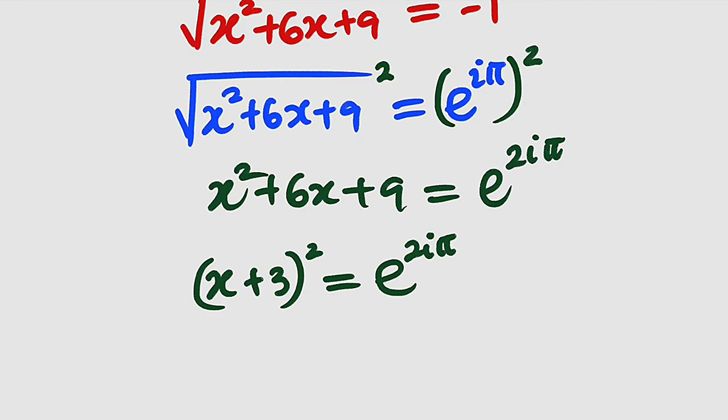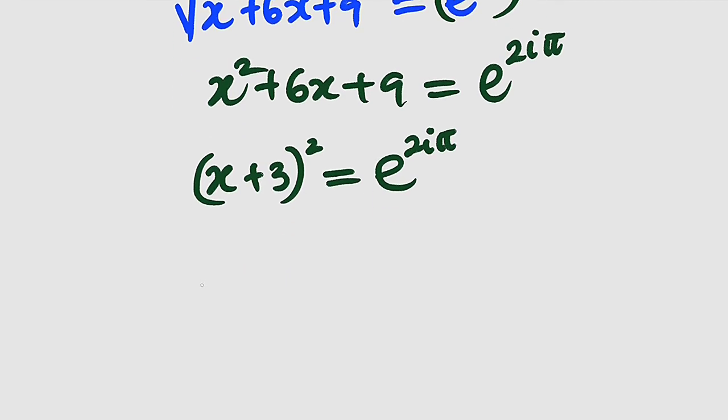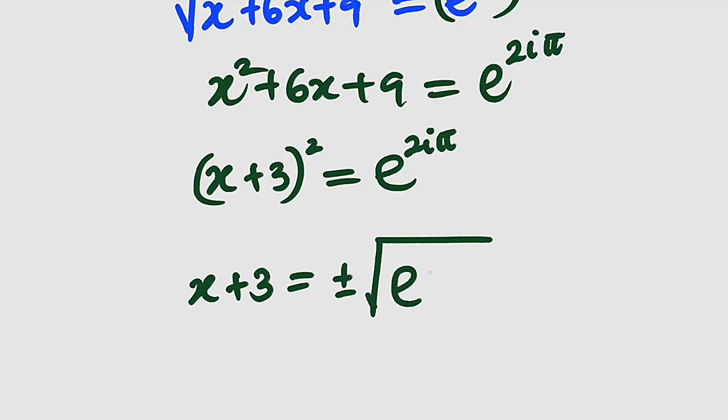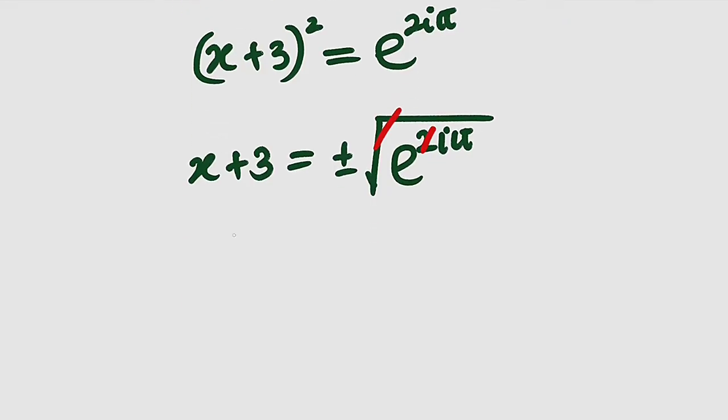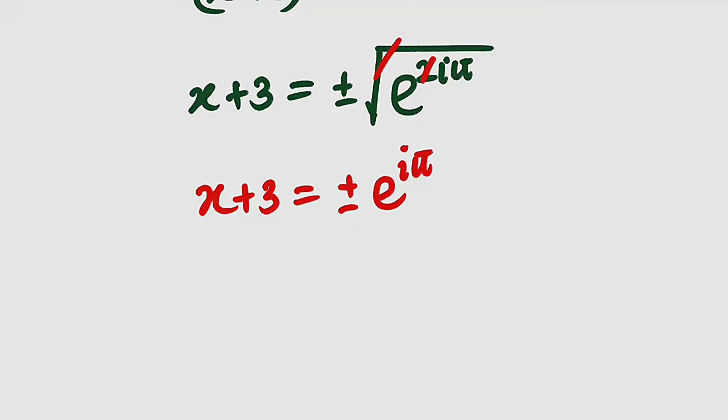All right, then from here we can take the square root of both sides. We have x + 3 to the left, equal to plus or minus the square root of e to the 2iπ. You should know that this 2 right here will cancel this square root. We have x + 3 equal to plus or minus e to the iπ. Then we can take 3 to the other side. We have x equal to plus or minus e to the iπ minus 3.